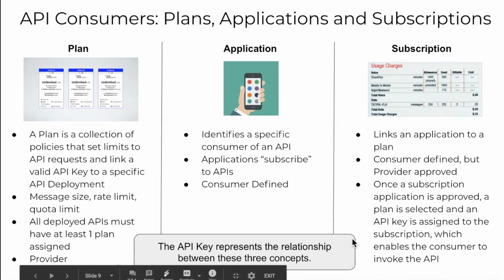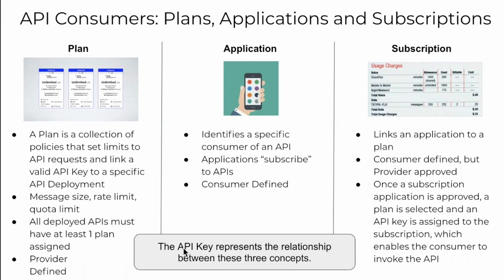And this final note down here is that all 3 of these things basically come together, and that's what enables you to have an API key, and that's what finally enables you to have access to an API. Okay.